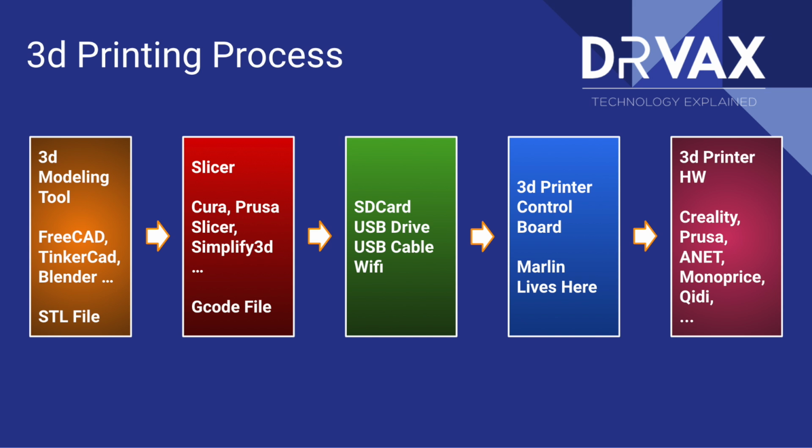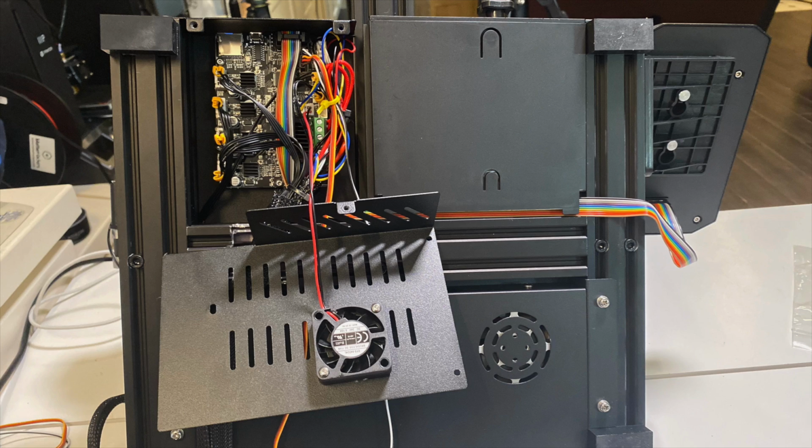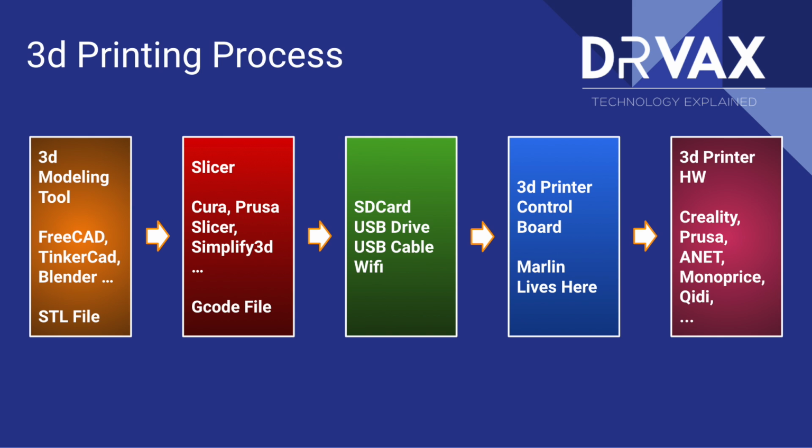You take your sliced model and you put it on an SD card, a USB drive, you send it over Wi-Fi, you send it over a USB cable, depending on your 3D printer. Inside the 3D printer is a control board. That's a computer. It's a computer generally either running an 8-bit chip or a 32-bit chip. That's not as important as you would think. We'll talk about it. But that computer is running a program that will accept a G-code file and will instruct the printer how to move the printhead or the print bed in order to print each of the layers.